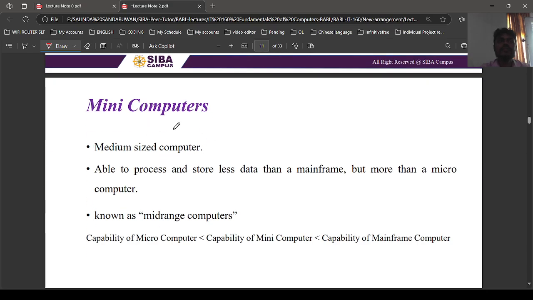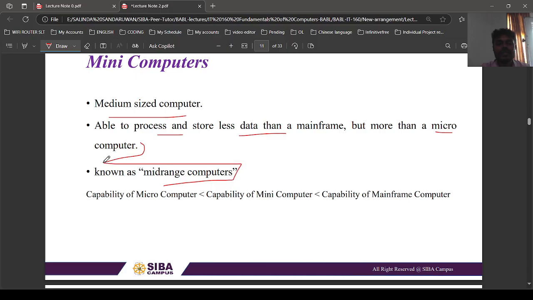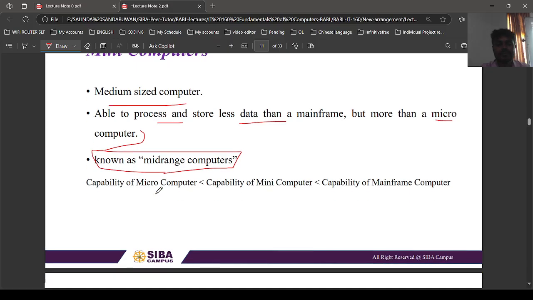Then you have minicomputers, medium in size, mini, right? Like the Mini Cooper, right? Able to process and store less data than a mainframe computer, but more than a microcomputer. So scientific computers, mainframe, mini and micro, four families. Minicomputers are known as mid-range computers. So it's average, medium.